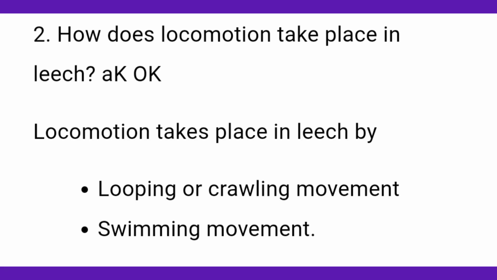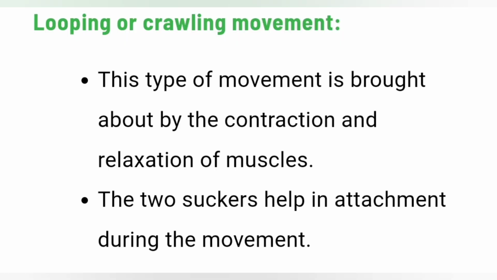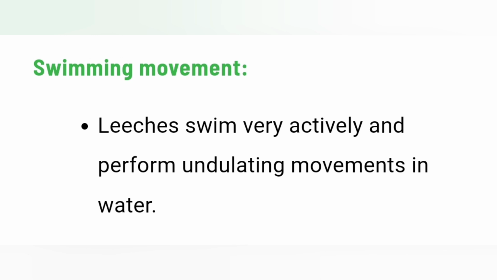Second question, how does locomotion take place in leech? Locomotion takes place in leech by looping or crawling movements. Then second point, swimming movements. Looping or crawling movement: this type of movement is brought about by the contraction and relaxation of muscles. Second point, the two suckers help in attachment during the movement. Swimming movement: leeches swim very actively and perform undulating movements in water.